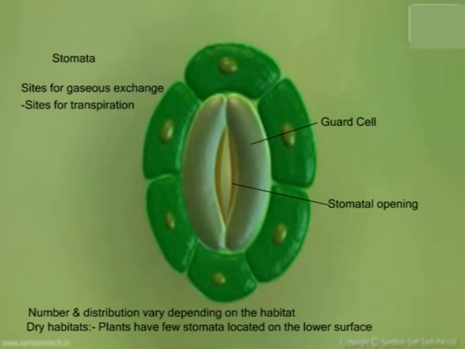Plants growing in areas with adequate water supply have a large number of stomata. The distribution of stomata is even in such plants. Aquatic plants have huge number of stomata, most of which are located on the upper surface to facilitate quick rate of transpiration.